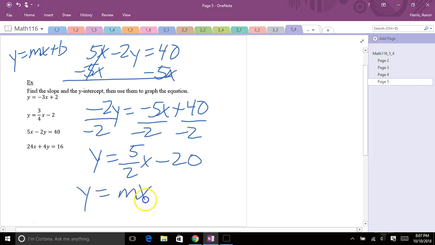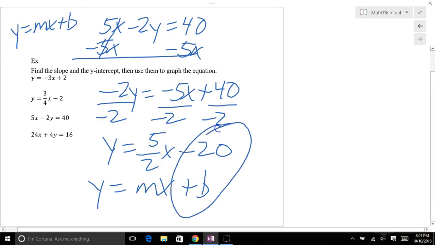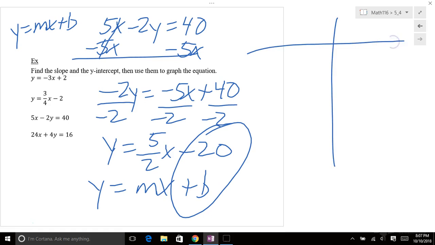Now do you see how that's in that mx plus b form there? So your b is negative 20. So that's the first point you'd put on your graph. As you go down 20, 1, 2, 3, 4, 5, 6, 7, 8, 9, 10, 11, 12, 13, 14, 15, 16, 17, 18, 19, 20. I probably should have just gone by 2's. But anyways, the y-intercept is negative 20.